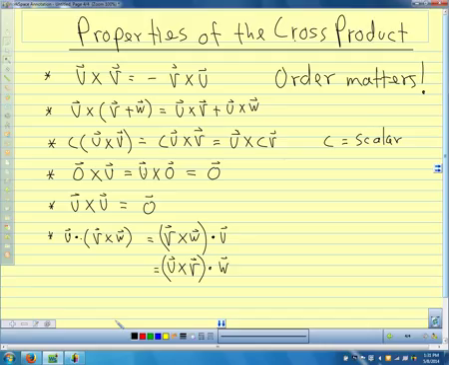So these are some of what we call the algebraic properties of the cross product, how we work with them. The main thing to remember here is that our order matters. So if we change the order, we change the sign on our cross product. And that any vector cross itself is 0. Those are the really important ones. You have to pay attention to order, and a vector cross itself is 0.